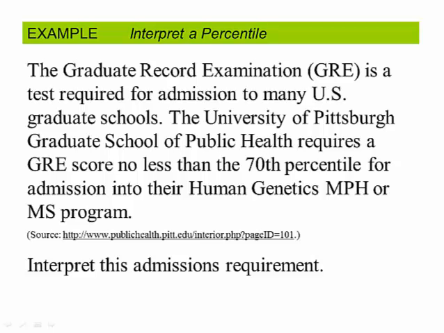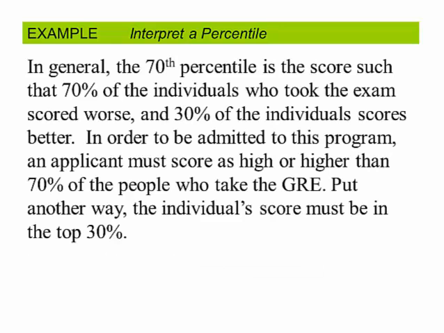Let's look at an example. The GRE is a test required for admissions in many U.S. graduate schools. The University of Pittsburgh Graduate School of Public Health requires a GRE score of no less than the 70th percentile for admissions in their Human Genetics MPH or MS program. Interpret this admissions requirement. A 70th percentile is a score such that 70% of the individuals who took the exam scored worse.